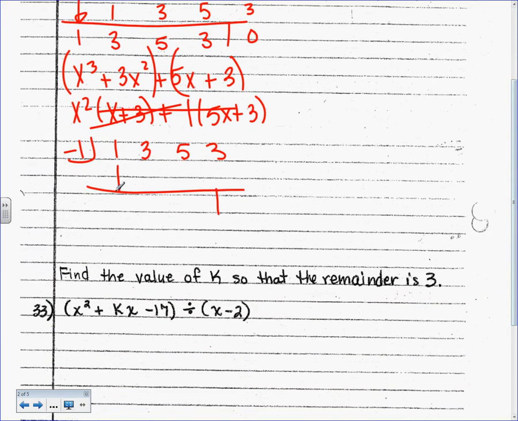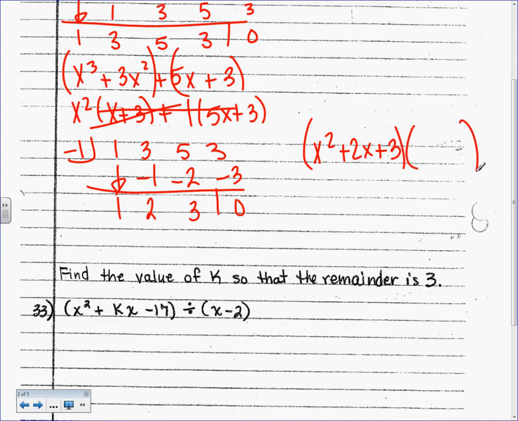Bring down the 1. Multiply. Negative 1. Add 2. Multiply. Negative 2. Add 3. Multiply. Negative 3. Add 0. How do I write that? x squared plus 2x plus 3. Try to factor that if you can. Does it factor? No.